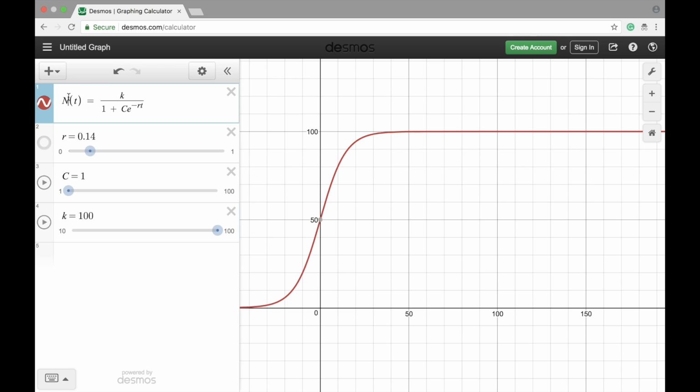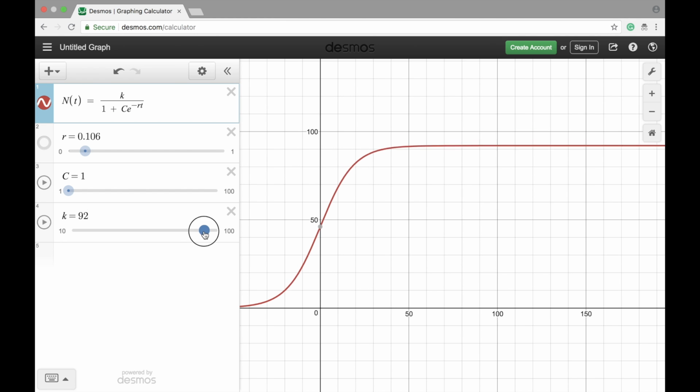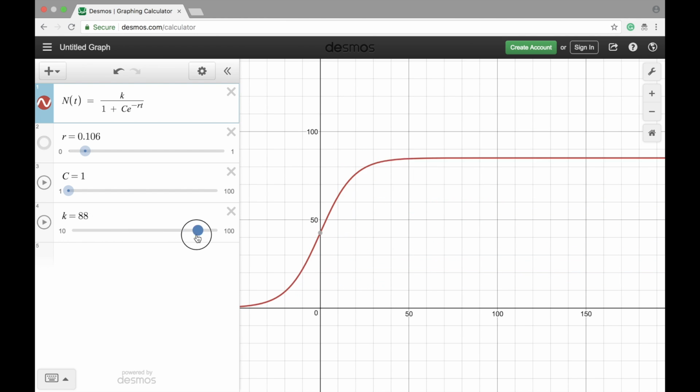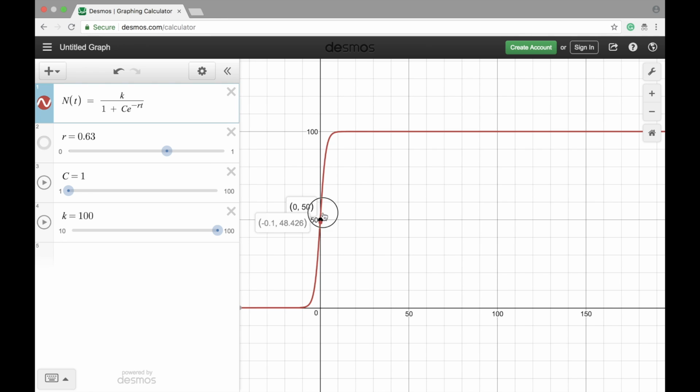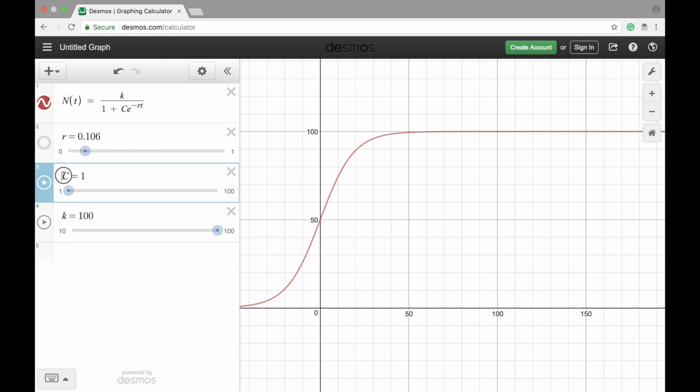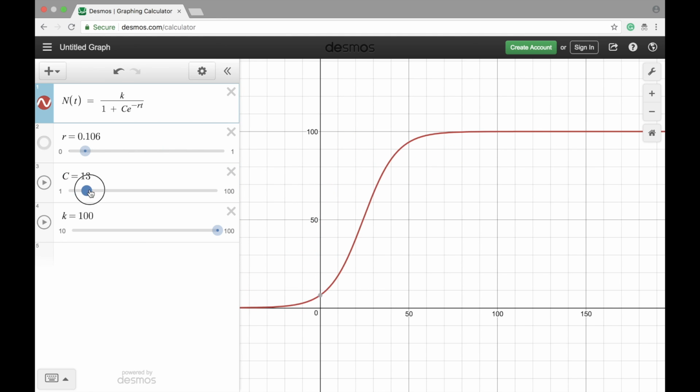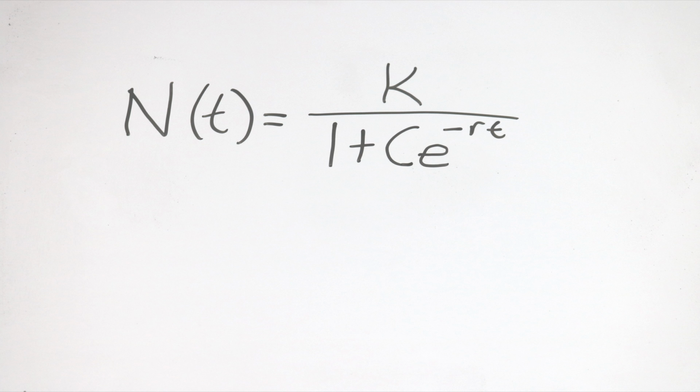N of t represents the function. K is the maximum carrying capacity that an environment can support. R is the steepness of the curve. C is some arbitrary constant that is defined with the initial population. And E is Euler's number.